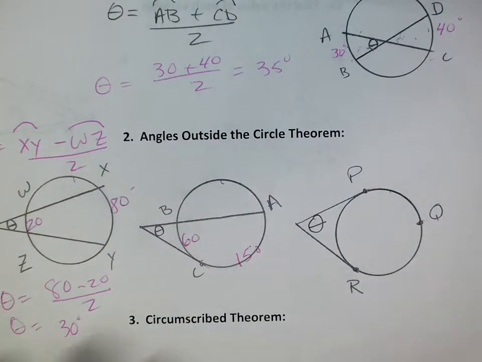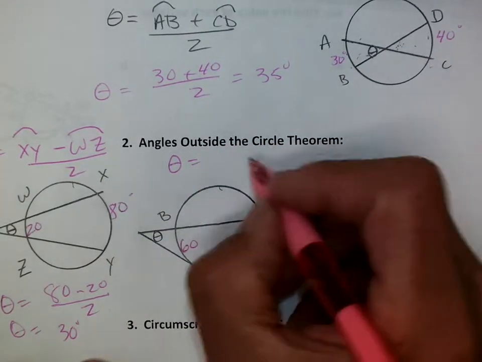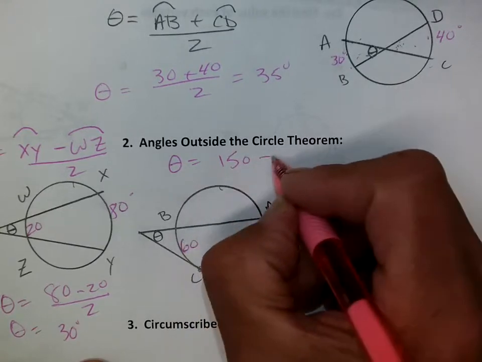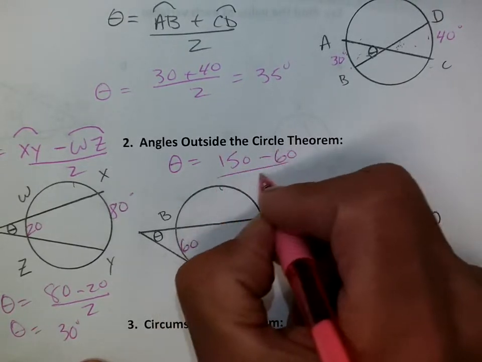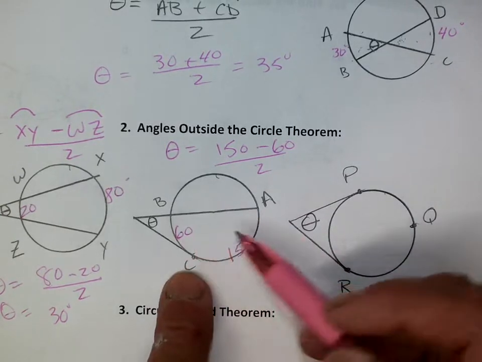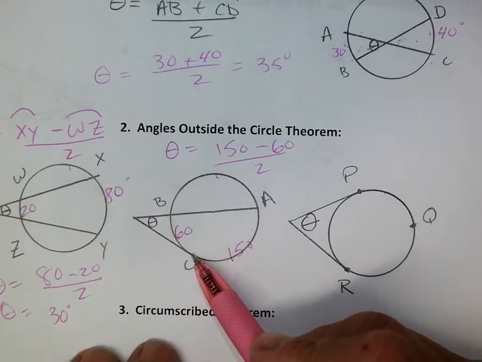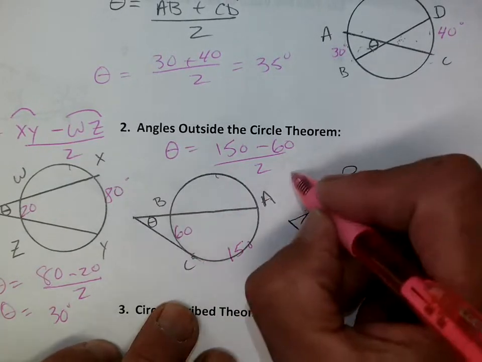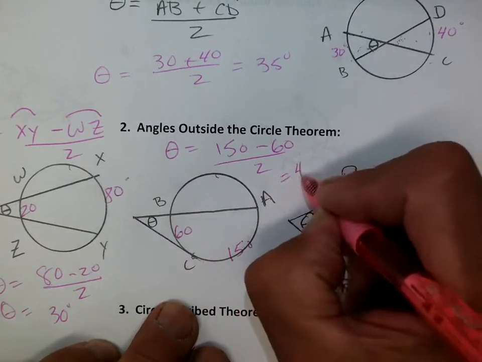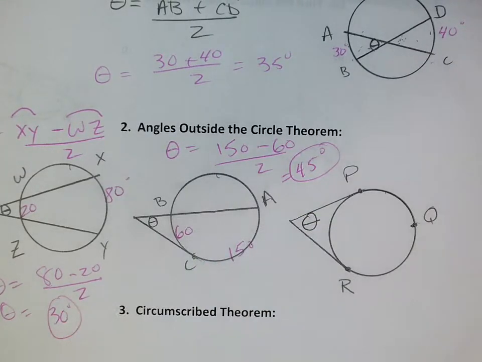So my answer in this case would be theta, which is my exterior angle, is equal to 150 minus 60 divided by 2. Okay, same exact thing. It's the outside arc minus the inside arc. Even though they're attached, it's still an interior arc. So that's 90 divided by 2, so my theta would be 45 degrees. Okay, how am I doing? Does it seem pretty easy?